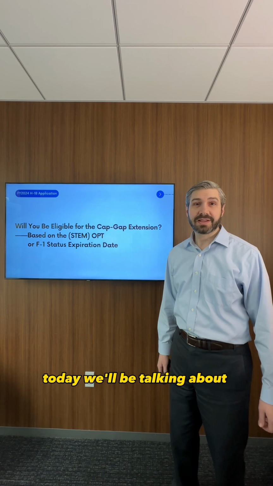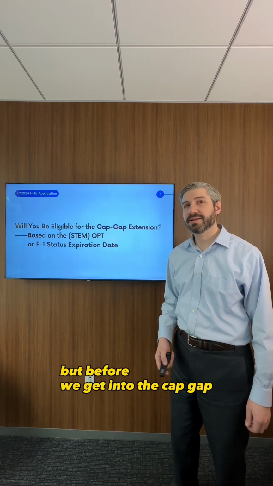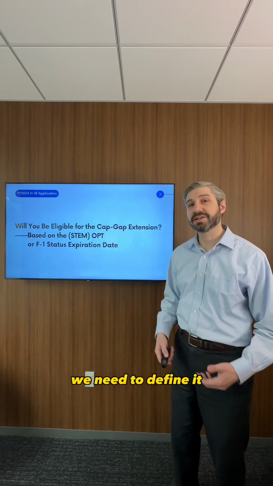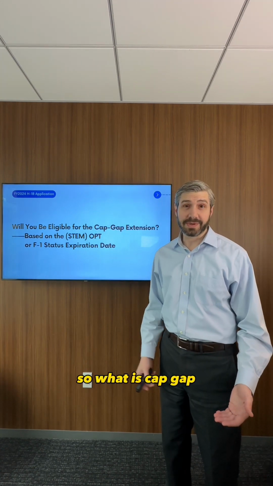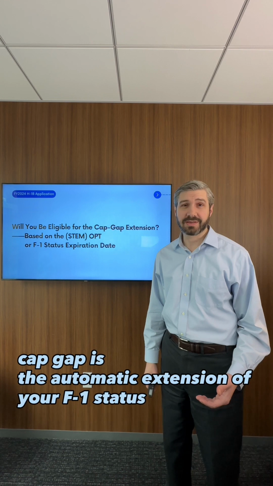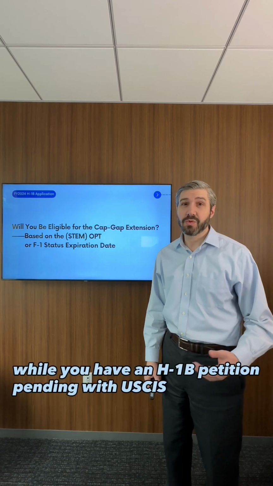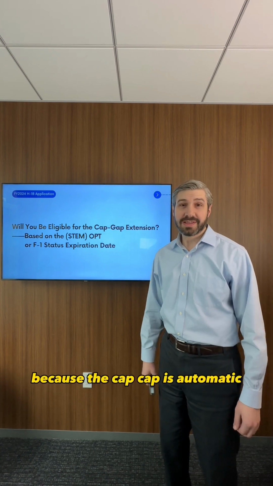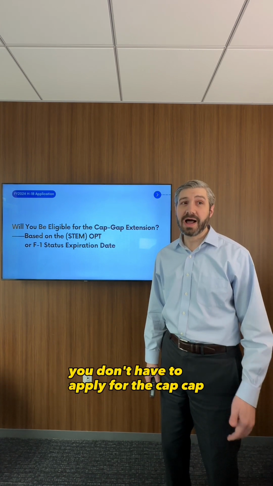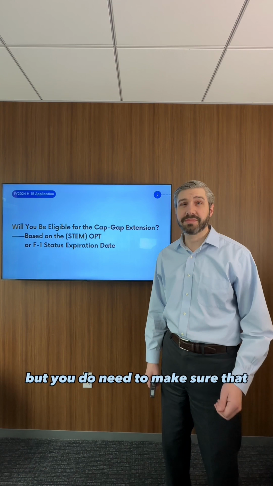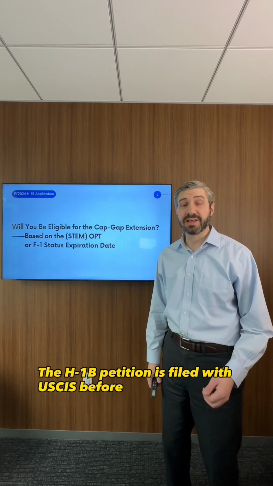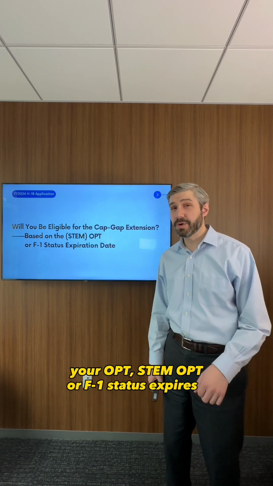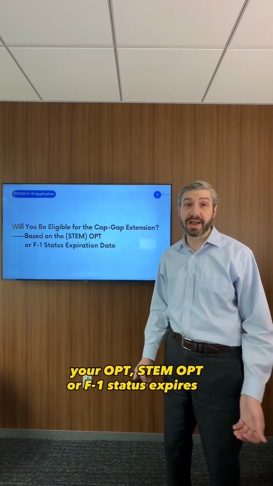Today we'll be talking about the cap gap. But before we get into the cap gap, first we need to understand what it is. We need to define it. So what is cap gap? Cap gap is the automatic extension of your F1 status while you have an H-1B petition pending with USCIS. Because the cap gap is automatic, you don't have to apply for it, but you do need to make sure that the H-1B petition is filed with USCIS before your OPT, STEM OPT, or F1 status expires.